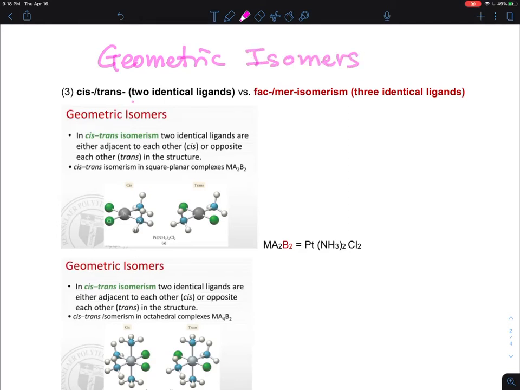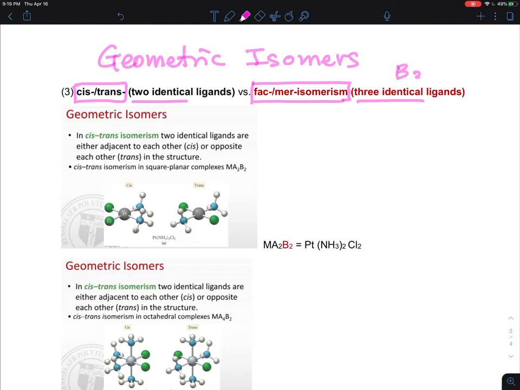Depending on whether you have a 2 ligand or 3 ligand situation, geometric isomers are different kinds. With 2 identical ligands attached, we call them cis and trans. With 3 identical ligands, it has a different, unique name. This is not common in organic chemistry, but it's common in inorganic chemistry. They call it FAC versus MER isomerism. That's only for when you have 3 identical ligands.